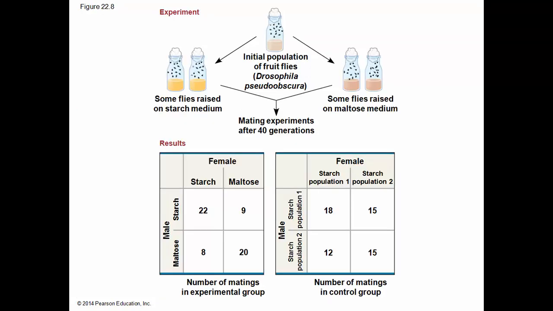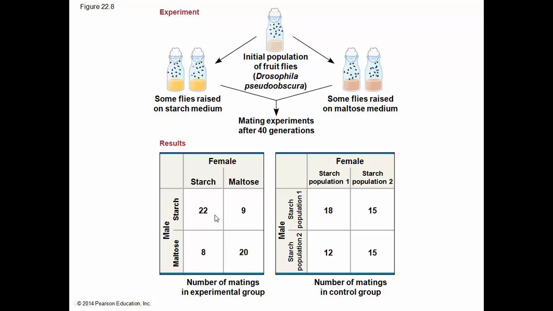Okay, here's the fruit flies. There's an initial population of fruit flies. They're all the same here. They're divided out. Some are raised on starch medium. Some are raised on maltose medium. And then they mix the two generations after 40 generations. And you can see here that the starch flies tend to mate with the starch flies, and the maltose flies tend to mate with the maltose flies. And the starch flies and the maltose flies seem to avoid one another, and the same goes with the maltose flies and the starch flies. They seem to avoid one another.